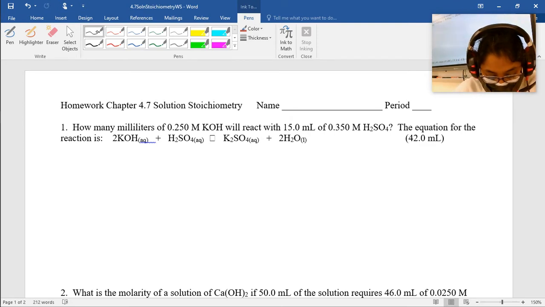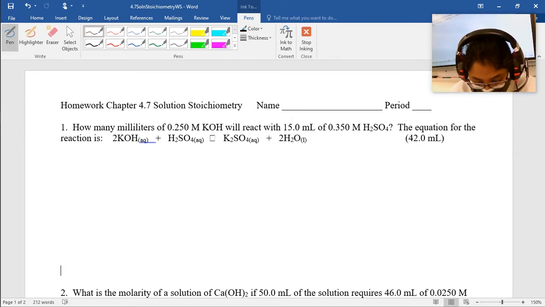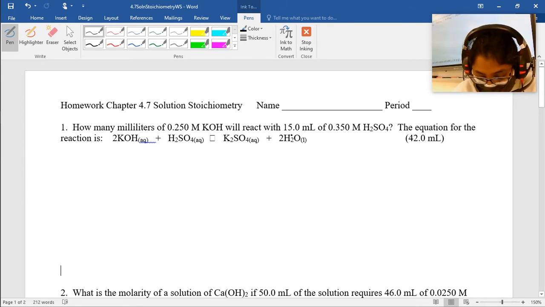Okay. So the first one is: how many milliliters of 0.250 molar potassium hydroxide will react with 15 milliliters of a 0.350 molar sulfuric acid solution? And then the equation has been given to you right here.